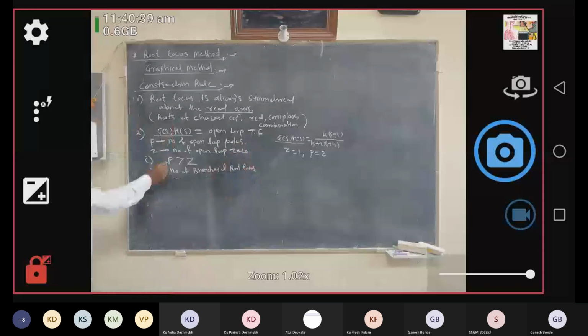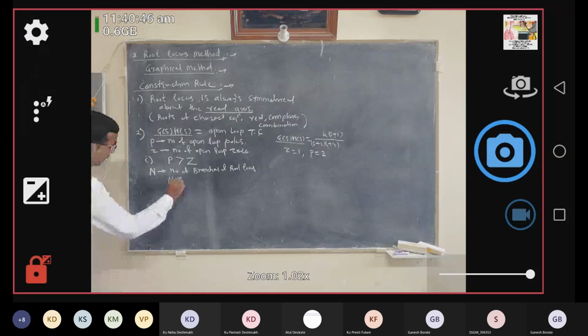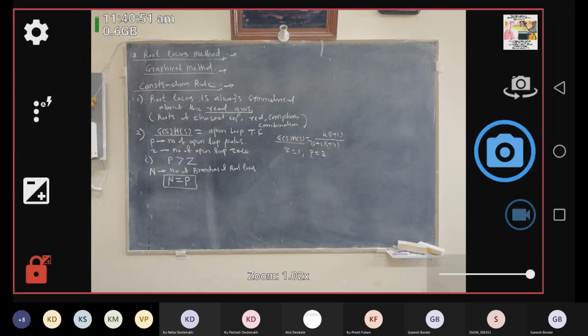Okay, so when P is greater than Z, what is the value of N in this case? In this case, N is equal to the number of open loop poles of your transfer function. So N is equal to P when P is greater than Z. Then, always remember that root locus always originates at open loop poles and terminates at open loop zeros if present. If zeros are not present, then it may terminate at infinity.